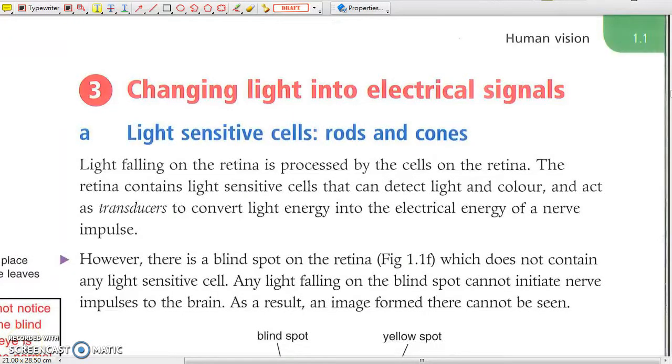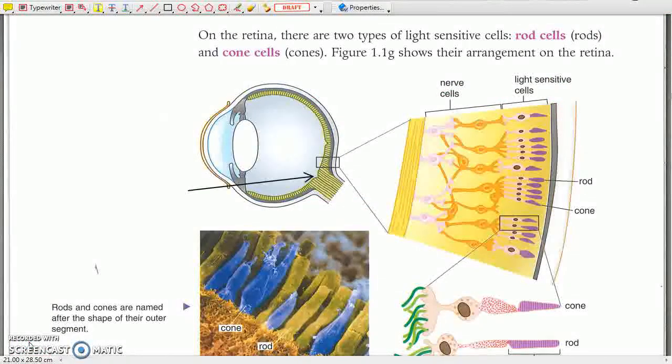3. Changing light into electrical signals. A. Light-sensitive cells, rods, and cones. The light-sensitive cells, namely rods and cones, are transducers that detect light and send electrical impulses along the optic nerve to the brain. At the point where the optic nerve is connected, there is no light-sensitive cell on the retina. It is called the blind spot, at which the image is not detected.